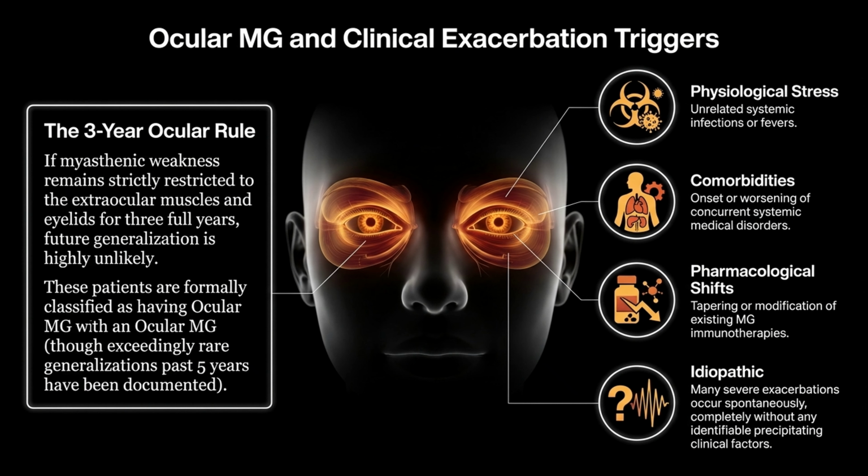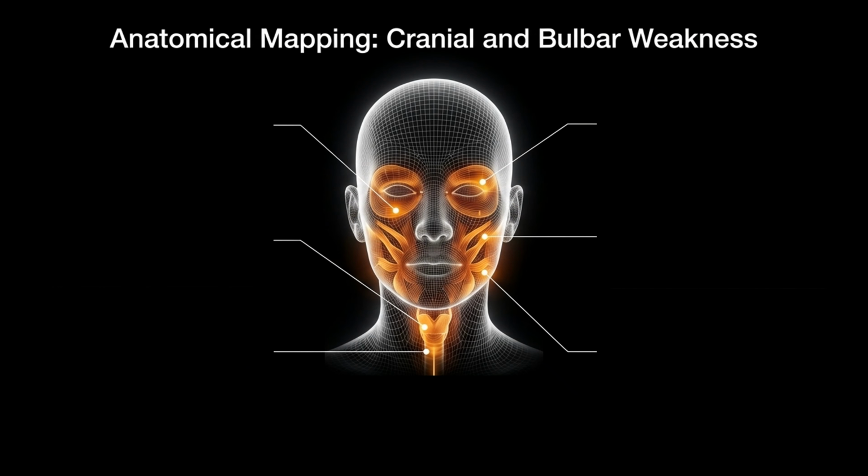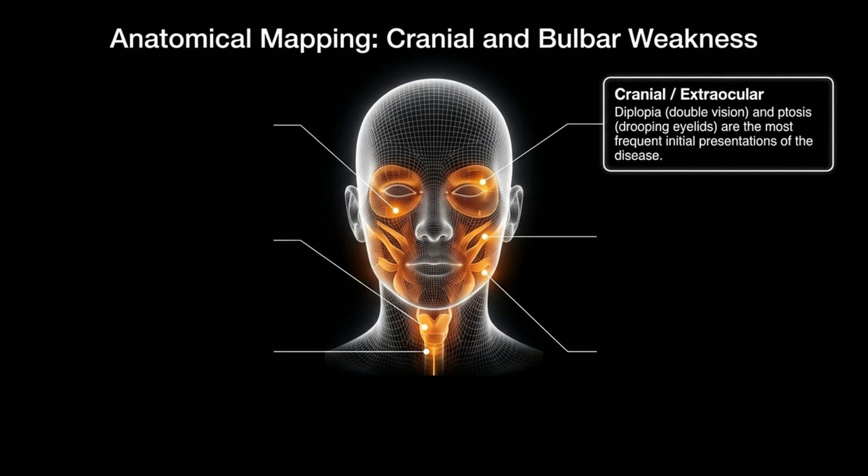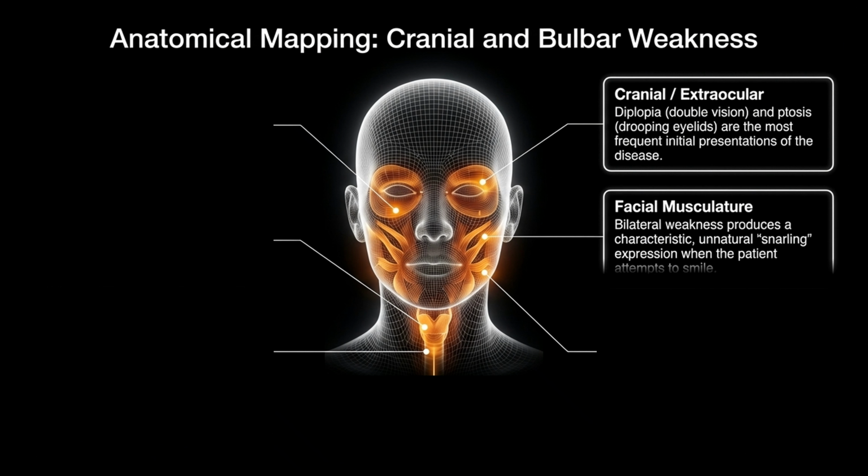The distribution of muscle weakness in MG has a characteristic pattern. Let us go through each region systematically. Cranial muscles, particularly extraocular and eyelid muscles, are frequently involved early in the course of MG. Diplopia and ptosis are common initial symptoms. Facial weakness produces a snarling expression when the patient attempts to smile.